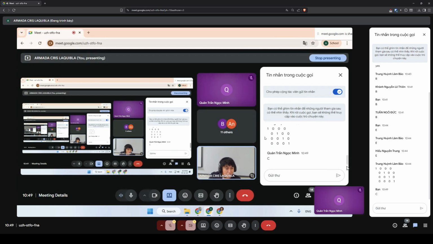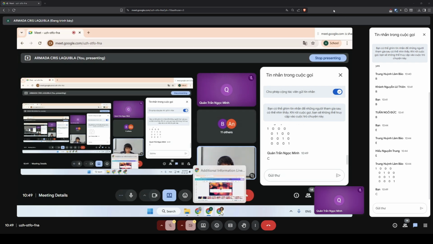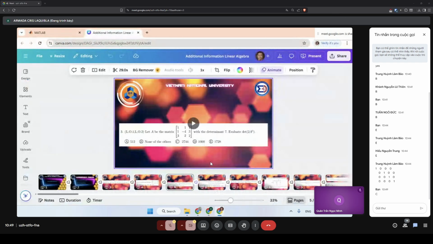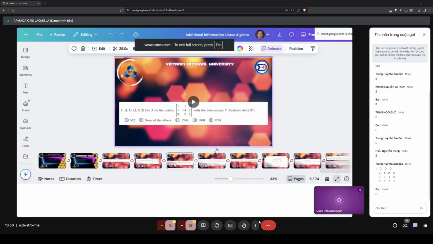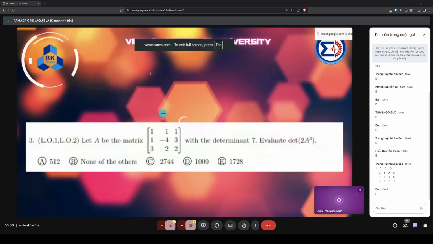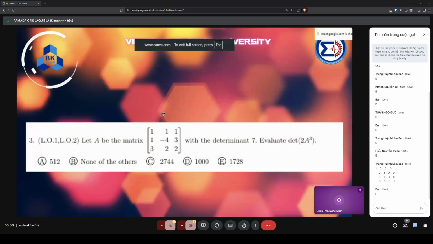C? Only one? My God, what's happening to you guys? The determinant is given there already. It's 7. So that's 2 cubed times 7 times 7 times 7. Correct? And the answer is letter C, 2744. So only one got the correct answer. Oh my God. That's very easy, class.